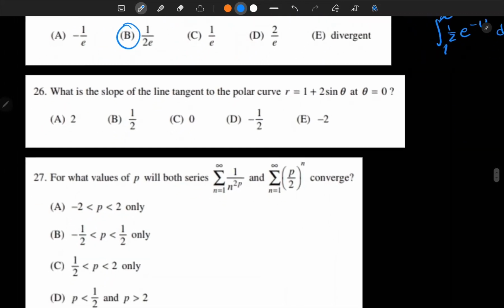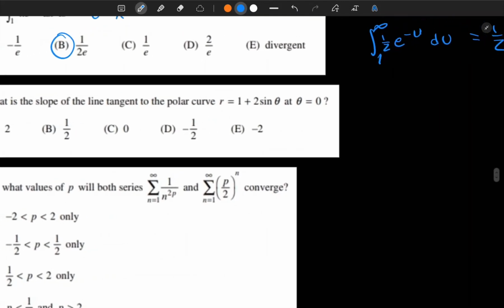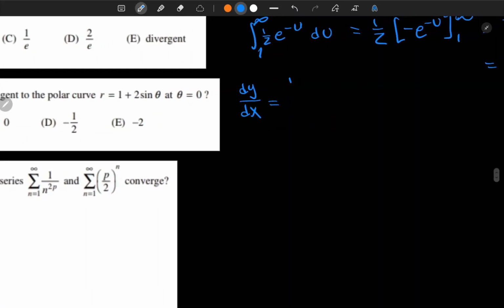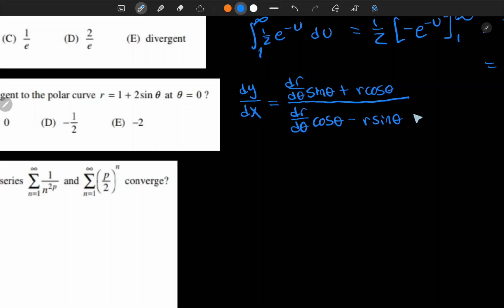Then, what is the slope of the line tangent to the polar curve r equals 1 plus 2 times the sine of theta at theta equals 0? Recall that dy/dx, the slope of the polar curve, is equal to dr/dθ times the sine of theta plus r times the cosine of theta, divided by dr/dθ times the cosine of theta minus r times the sine of theta.